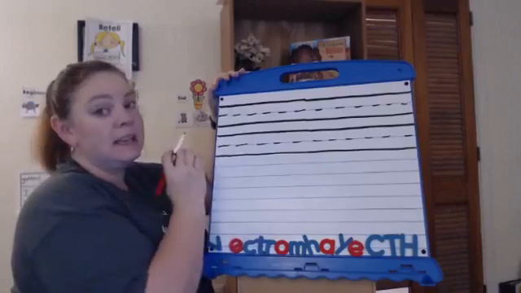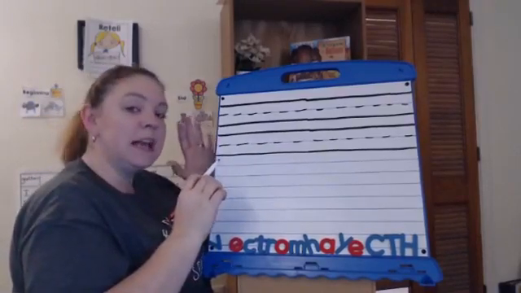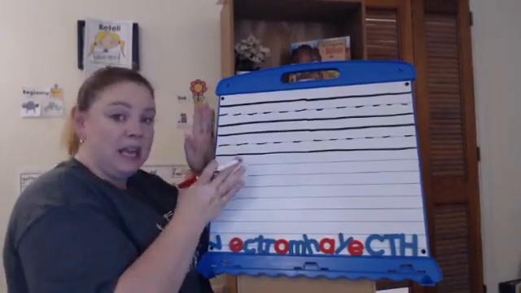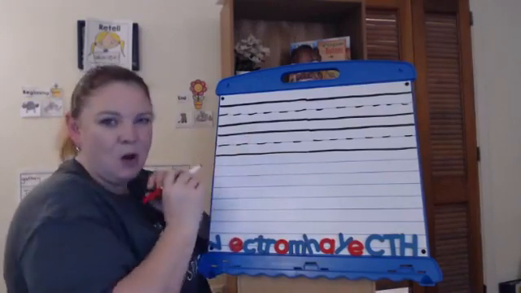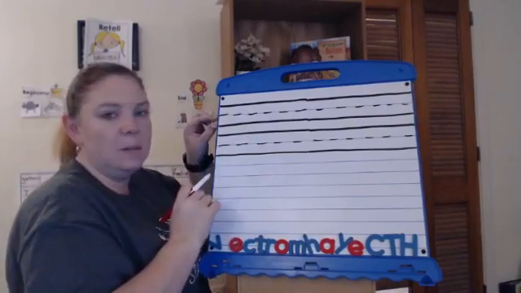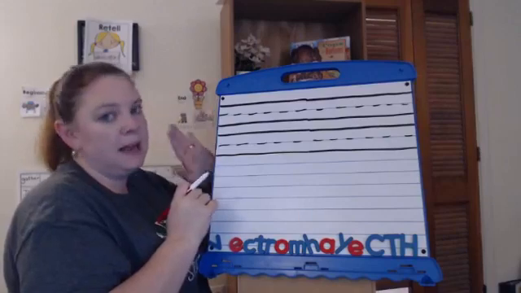Like we said yesterday, numbers are treated like capital letters. They're big. You don't really write them small, like super small, on the bottom line. They're big, so they touch the top line and the bottom line.